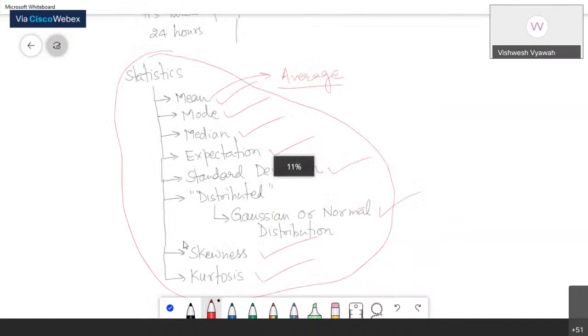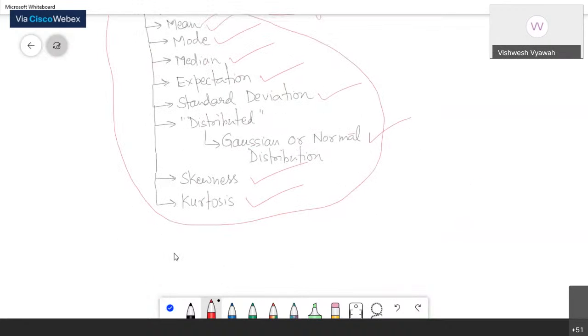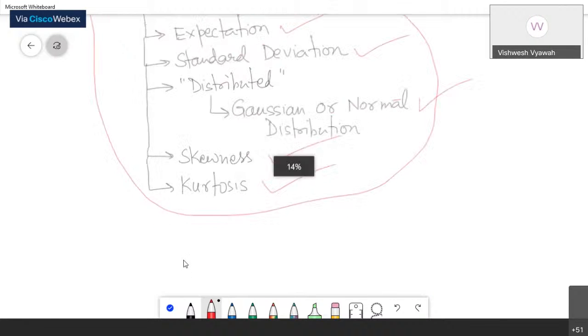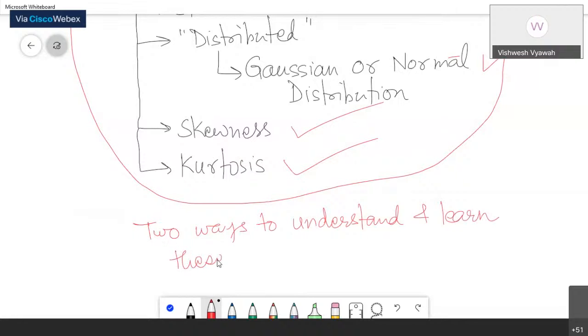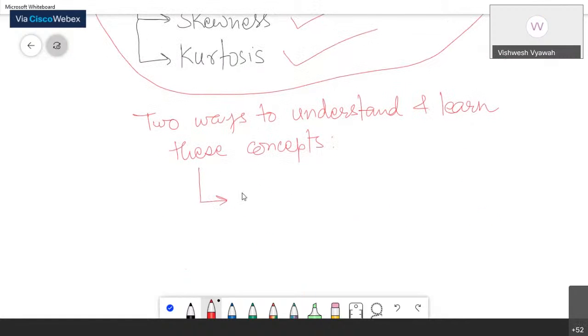So now what we are going to do: there are two ways to understand and learn these concepts. One way is very simple, the superficial way. What is the superficial way of learning this?